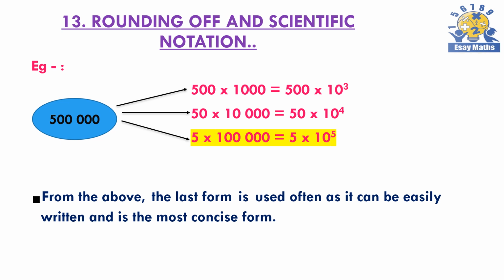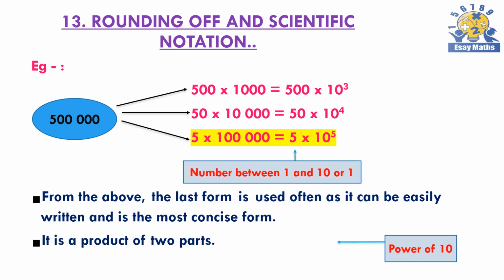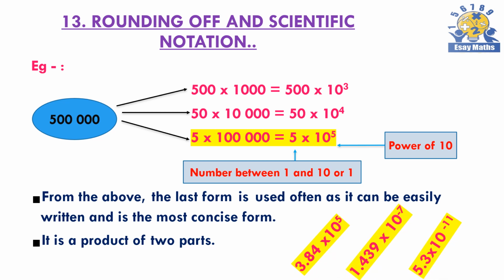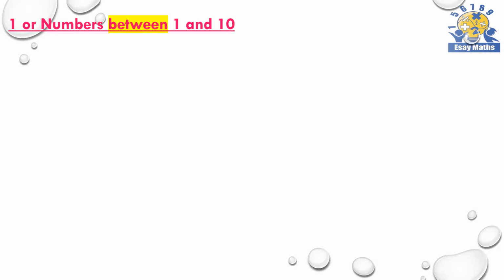From the above, the last form is used often as it can be easily written and is the most concise form. It's a product of 2 parts. The first part is 1 or a number between 1 and 10, while the second part is a power of 10. This notation we call as scientific notation. There are few examples. 1 or numbers between 1 and 10.